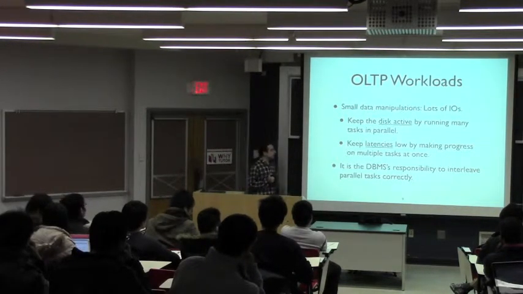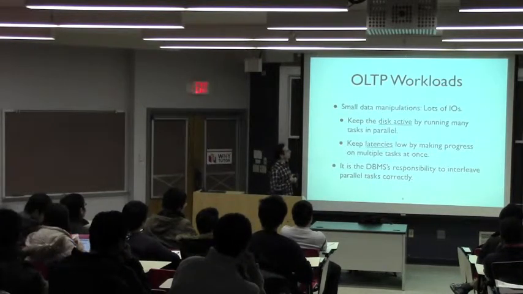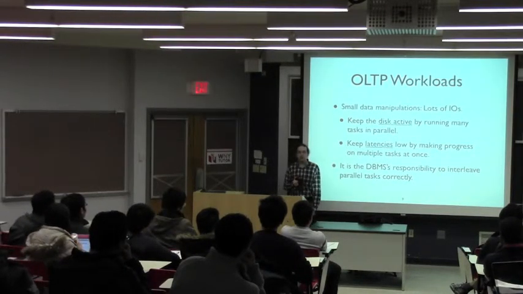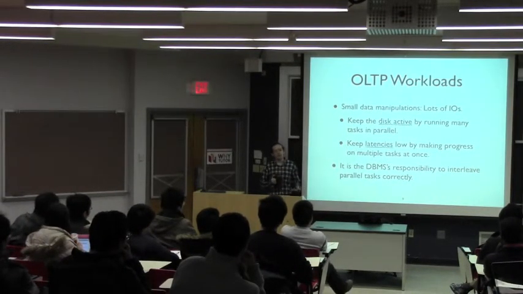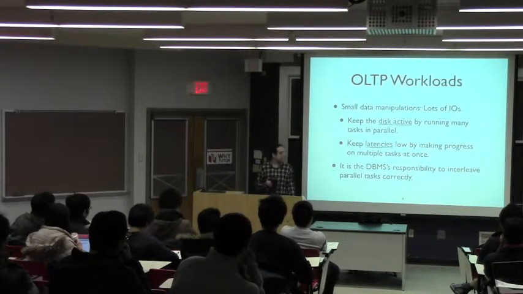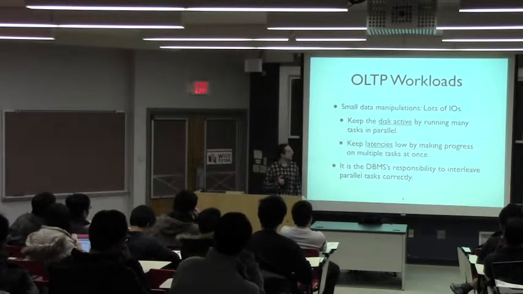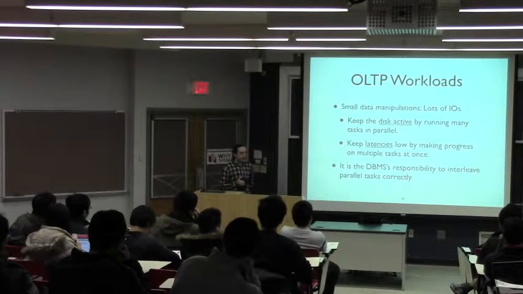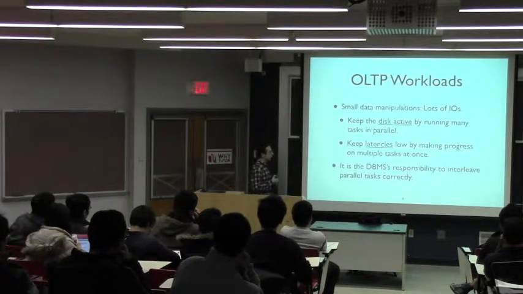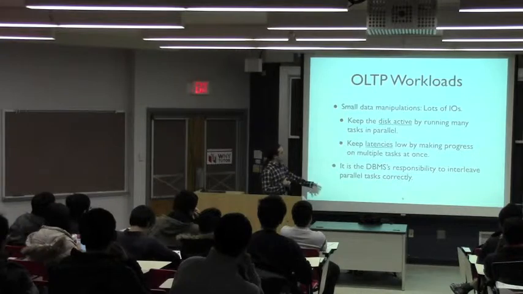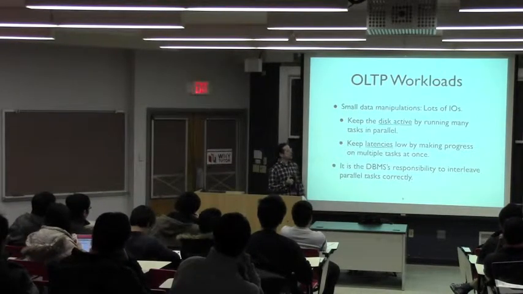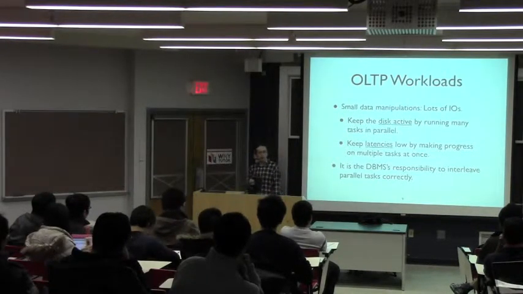So essentially, our main goal in order to make these run fast is going to be to keep the disk as active as possible. Because as we talked about earlier in the course, the big blocker for most queries is I/O. So if we can keep lots and lots of queries running in parallel, that's going to keep our disk active, keep our I/O bus saturated, and keep our latencies low.